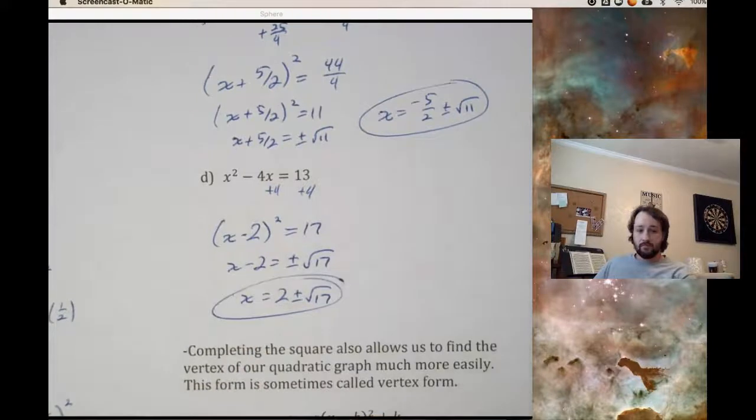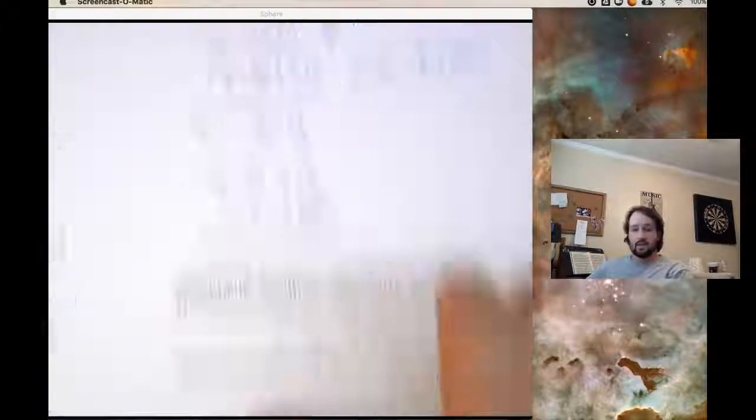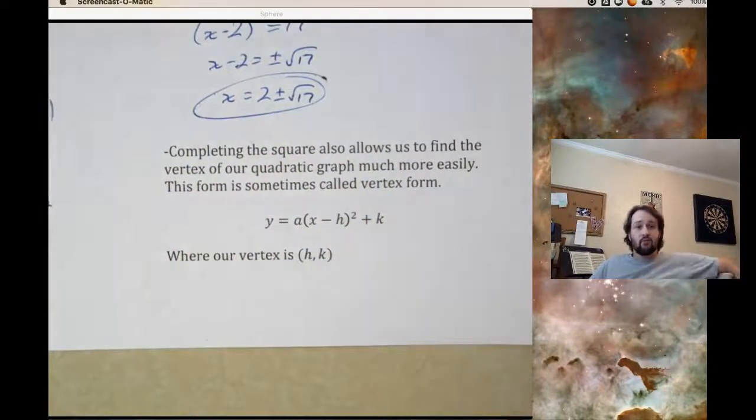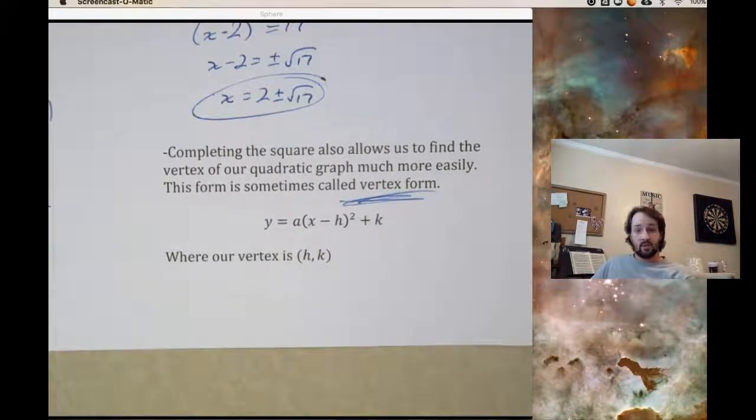There's my solution. All right, so like I was saying in the beginning, one thing that this does for us is it allows us to find our solutions. The other thing is it allows us to graph our quadratics much more easily. This is called vertex form. We looked at another one that was called standard form.